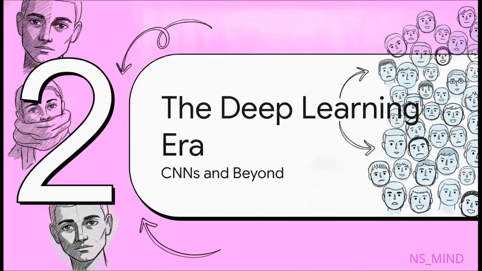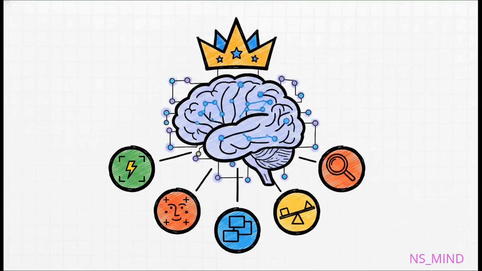Which brings us to Section 2, the Deep Learning Era. Enter CNNs and beyond. Because frankly, handcrafting those Haar-like features just couldn't keep up with messy real-world variables. We're talking weird camera angles, awful lighting, partial occlusions, you name it. We needed a total paradigm shift.